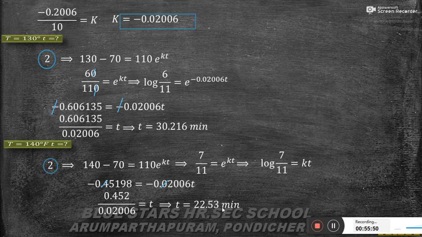That means the coffee takes 22 minutes to come to the temperature 140 degrees Fahrenheit. The coffee temperature is 140 degrees Fahrenheit, and it takes the time 22 minutes. So this is the answer for subdivision 2. We complete the class.